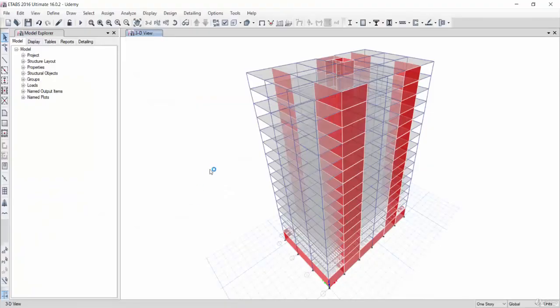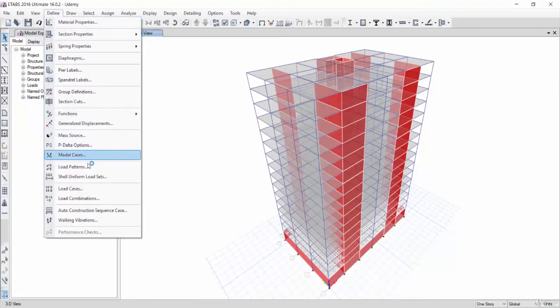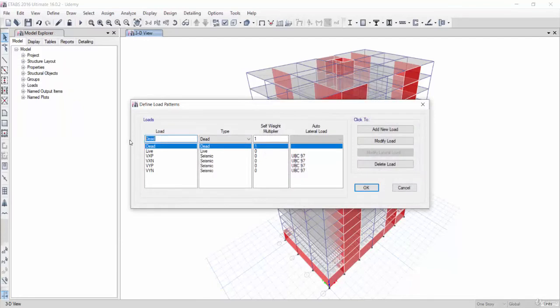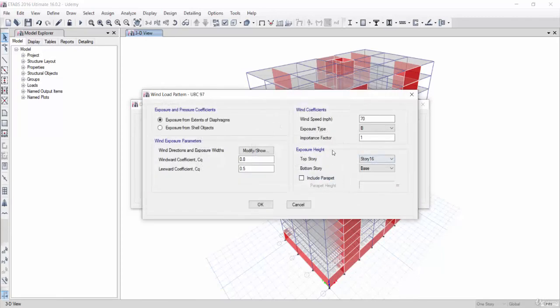To define the wind velocity, we go to define load pattern. We name it wind load. The type of the wind load is wind, and the same code UBC 97. We press add new load and modify it. We just put the wind speed equal to 51 mile per hour, and the wind speed is from story 1 to story 16. So we can press OK and OK.